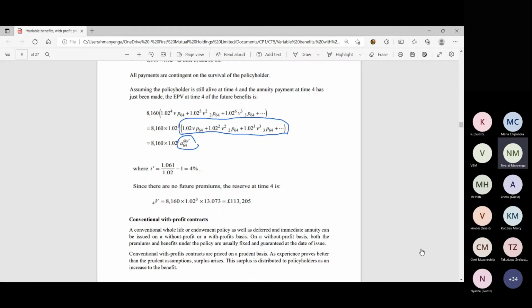So this would be the net premium reserve, the prospective net premium reserve. Then if it includes your expenses and other items, it would be the gross premium reserve. So just note that there is the prospective approach and also the retrospective approach.